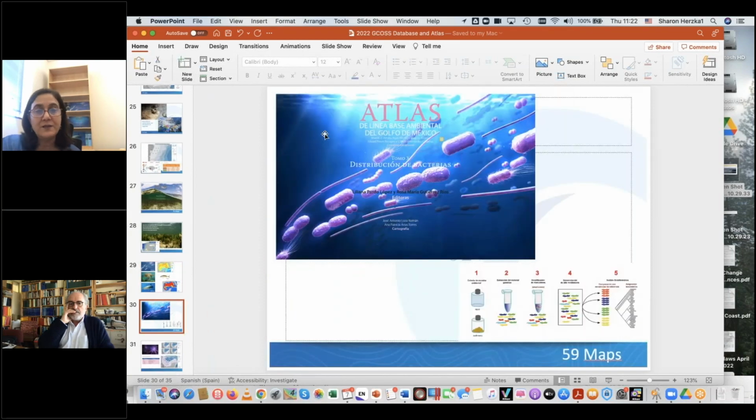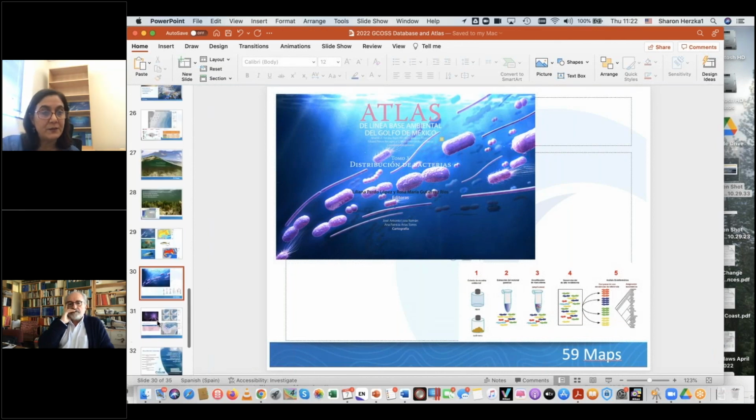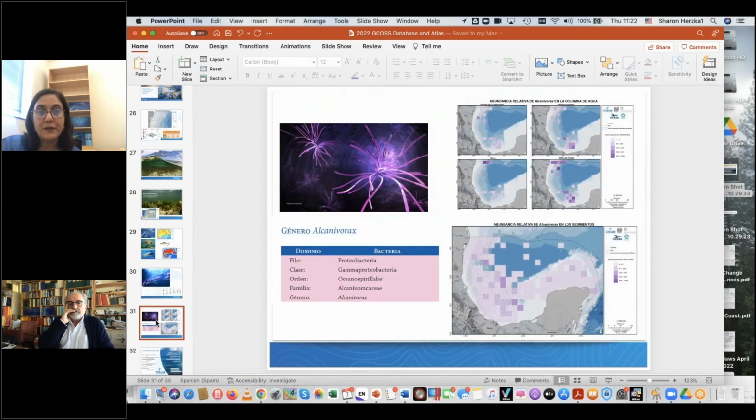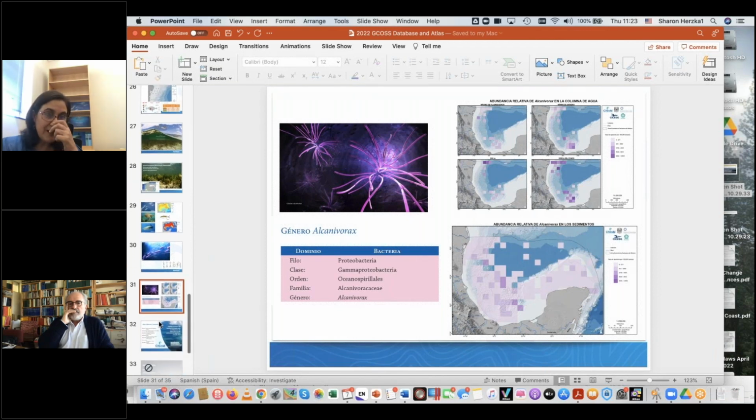Finally, the one on bacteria, this is mostly doing metagenomics. They did a fantastic job using cutting-edge technologies to characterize bacterial communities, and they present different groups. This is just one example of the Alcanivorax genus, and they are presenting data for different levels in the water column, which you can see here on the right. This goes from the surface down to near the bottom, and also for sediment samples on the bottom. So this is very extensive.